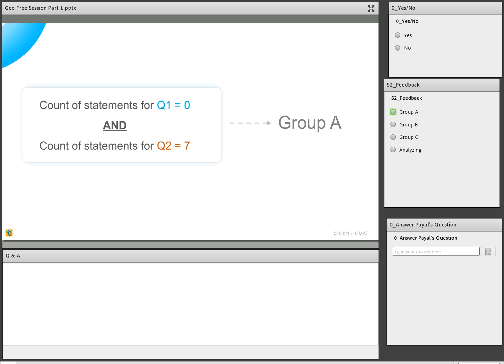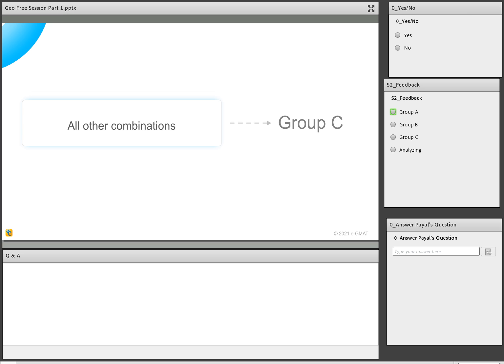Let's move to group B now. Group B is folks who, for question number 1, selected either 0 statements, 1 statement, or 2 statements, and again an and condition, for question number 2, selected more than 3 statements. So select group B if that's you. Good, very nice. You guys are good. I'm happy. Now let's go to group C. All the other folks belong to group C. All the other combinations that you have had, you are in group C.